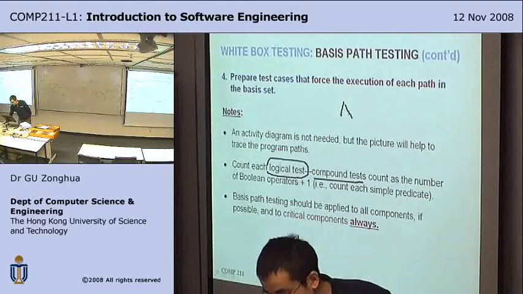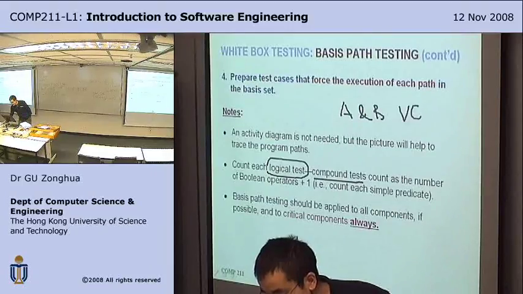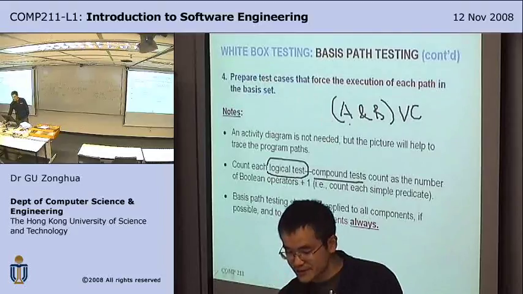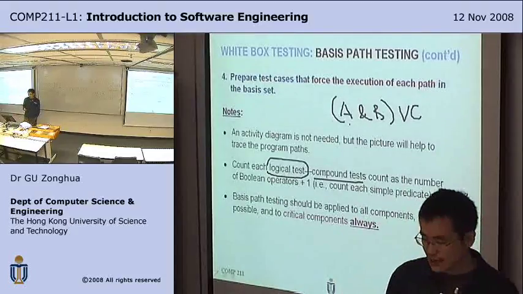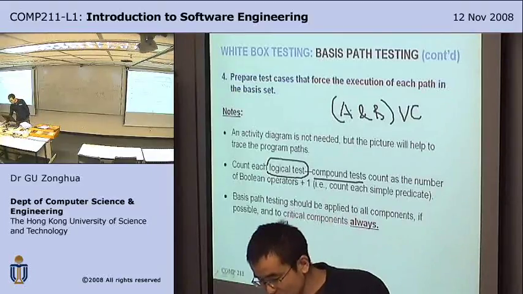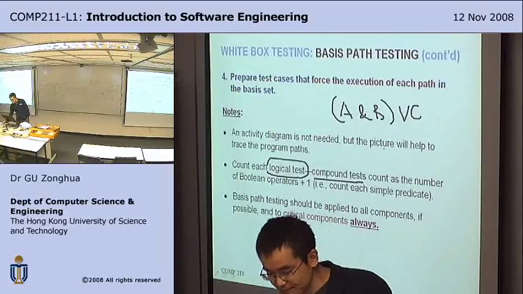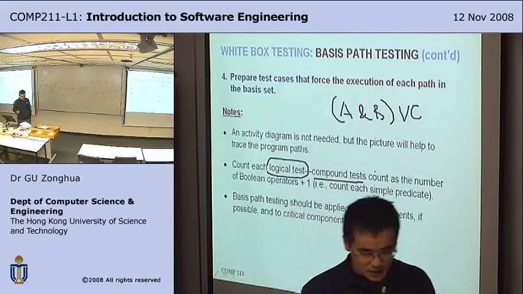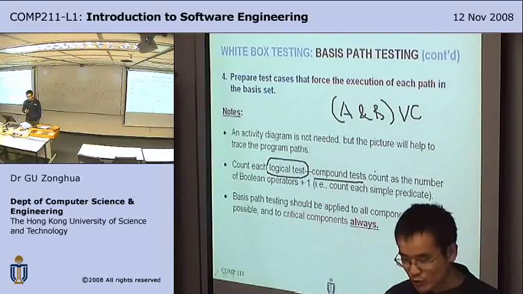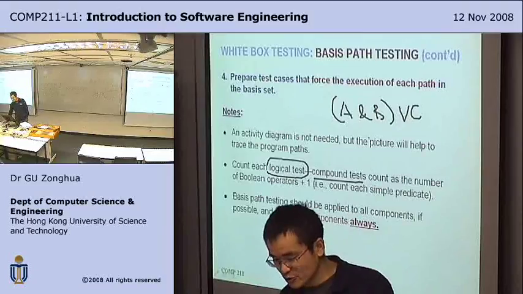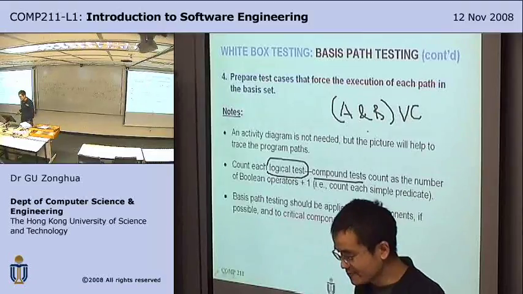Just to make it more clear, if you have A and B or C, then this is a compound test that really consists of 3 simple predicate tests. Each one is a simple predicate, A and B and C, and you need to force A to be true or false, B to be true or false, C to be true or false. Not just the whole thing to be true or false. That's not sufficient. You need to force each one.